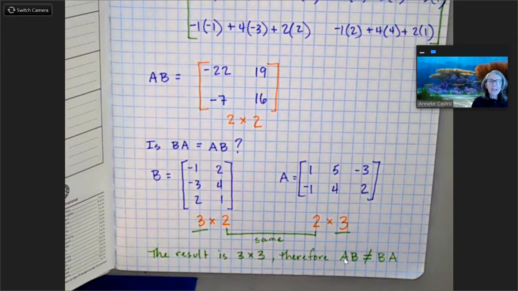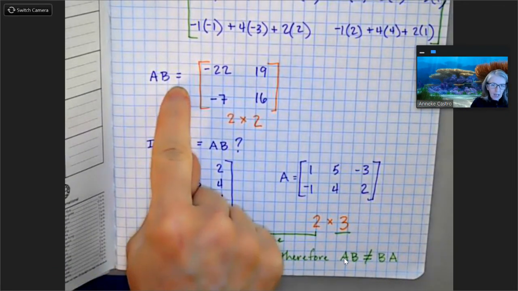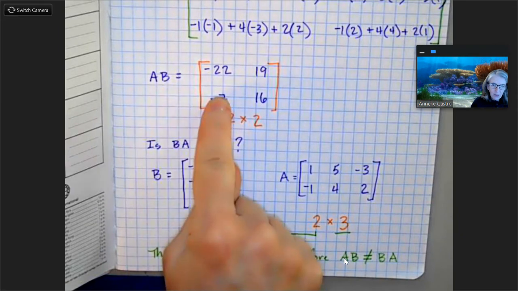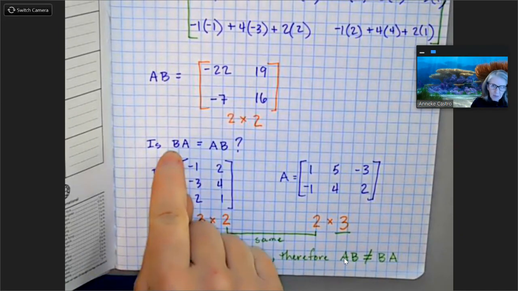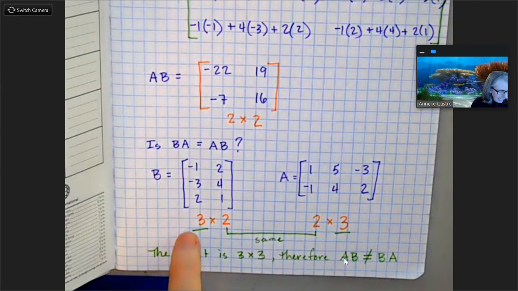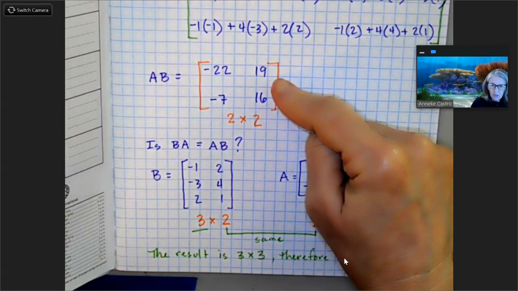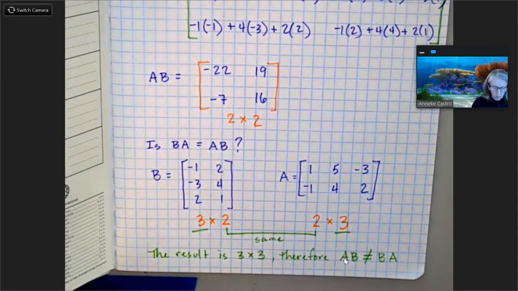The order is critical. So if you're asked to multiply matrix A times matrix B, you're going to get a different answer than if you're asked to multiply B times matrix A. I don't even have to do the work because I can see the size, I'm going to end up with a 3 by 3. I'm going to end up with 9 values rather than 4 values. So therefore, it is not commutative.